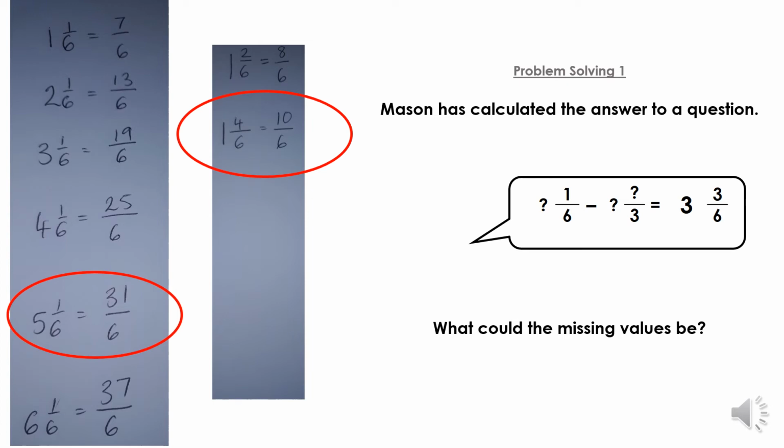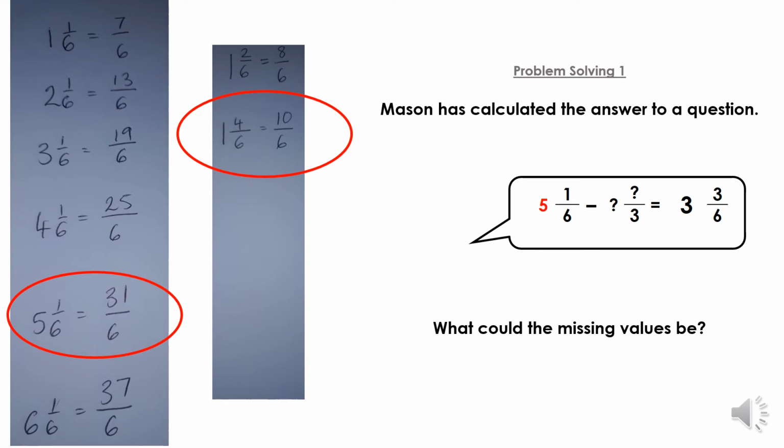You spot these two? So 5 1/6 is equal to 31/6, and 1 4/6 is the same as 10/6. And if you subtract 10/6 from 31/6, you get an answer of 21/6. Did you get those? Okay, good.